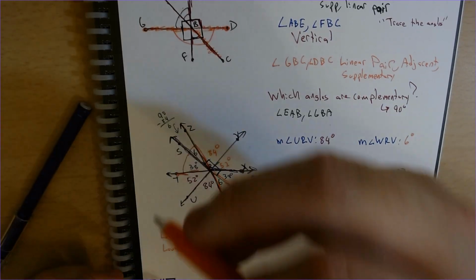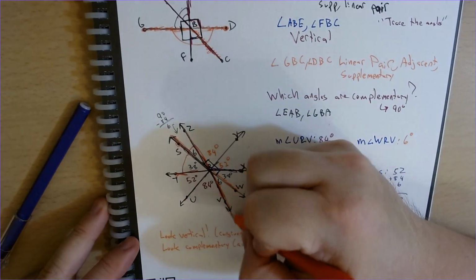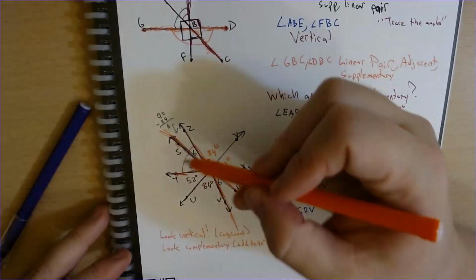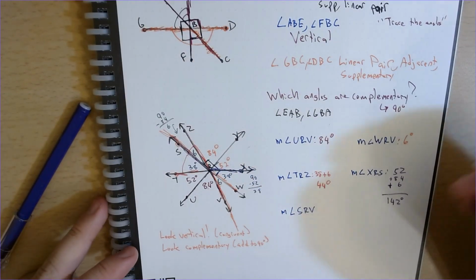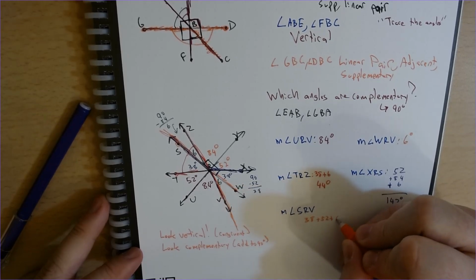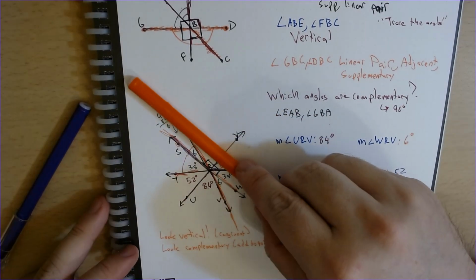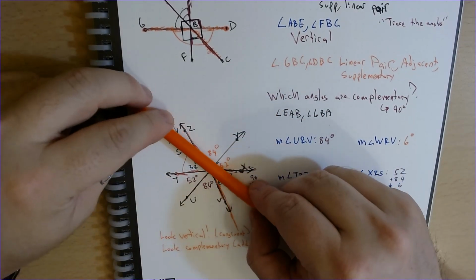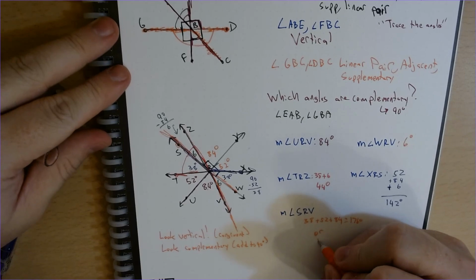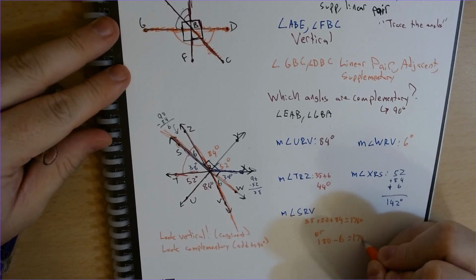Lastly, SRV. So S to R to V. So there's two ways to do this. You can add. So you could do 38 plus 52 plus 84, which is 90 plus 84, which equals 176 degrees. Another way to look at it is it's almost a straight line, right? Which is 180, except for that 6. So you could have also done 180 degrees minus 6, which equals 174 degrees.